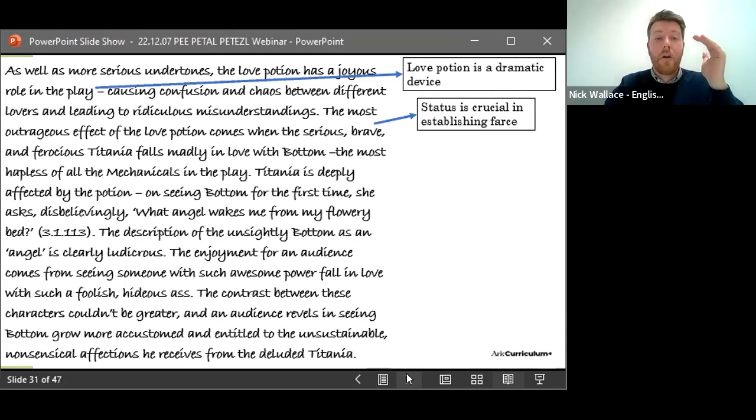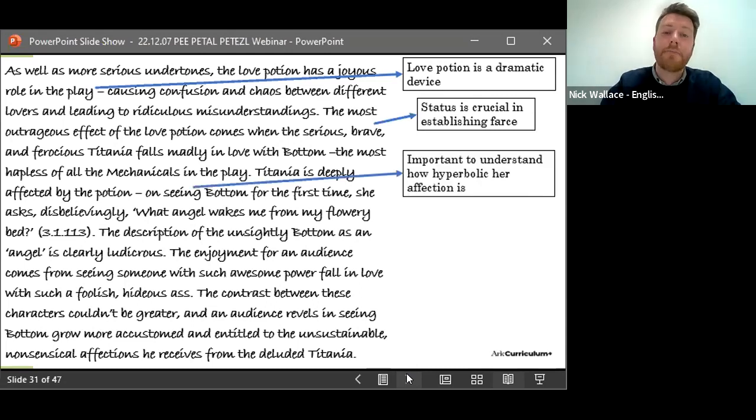We also see with Titania, the fairy queen, when she falls in love with Bottom, a lowly actor with an ass's head, the role that status has in establishing the farce. Actually, the relative status of those characters is really, really important for students to understand if they're going to grasp the comedic nature of this scene. It's also critical for students to understand just how over the top, just how exaggerated Titania is when she describes her love for Bottom. This isn't just a text saying ILY. She really does go to town with saying how beautiful and how infatuated she is with Bottom.